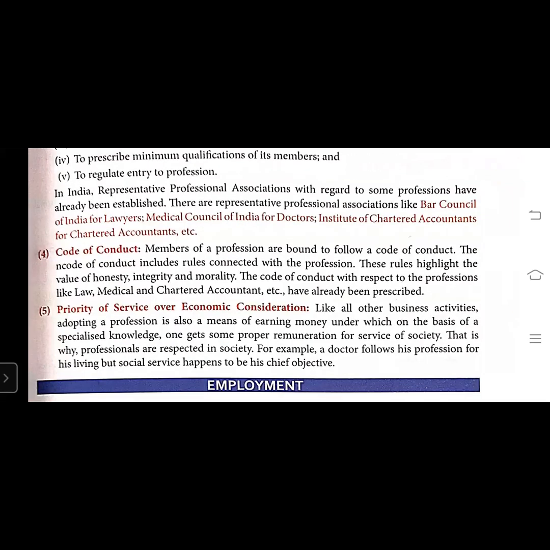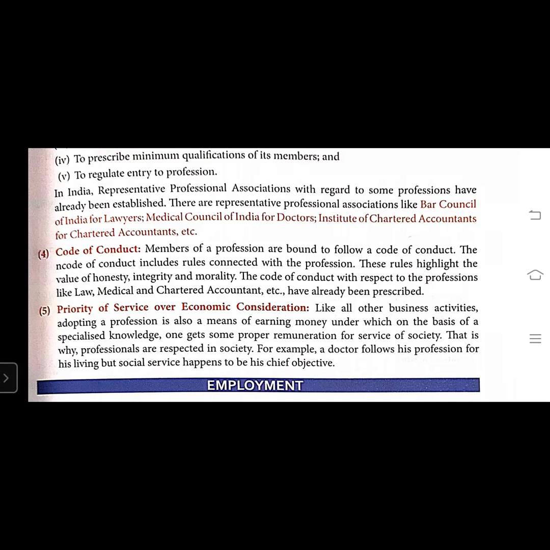Next point is the code of conduct. Actually, codes of conduct are rules. A strict code of conduct exists in every profession. Members of the profession are required to follow the conduct sincerely and honestly. The code of conduct includes rules connected with the profession. These rules highlight the value of honesty, integrity, and morality. The codes of conduct for professions like law, medicine, and chartered accountancy have already been prescribed. All of these have different codes of conduct, and they are compulsory to follow. These are their rules, right?